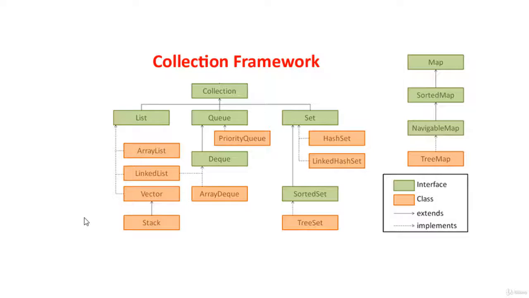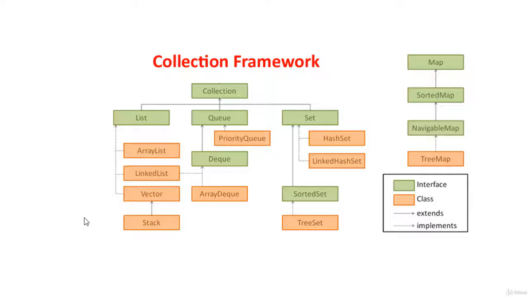And next we have the queue, which is also an interface that has all the methods of the collection as well as other methods. So priority queue is a class that implements the queue interface, and there is a dequeue interface that extends the queue interface. And after that we can see that we have an array dequeue which implements the dequeue interface.